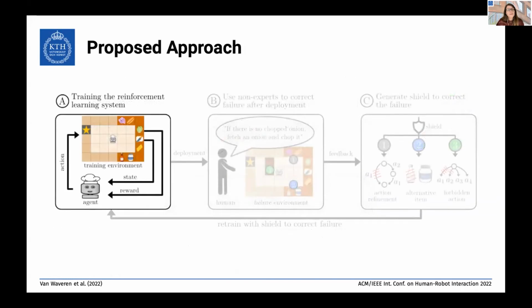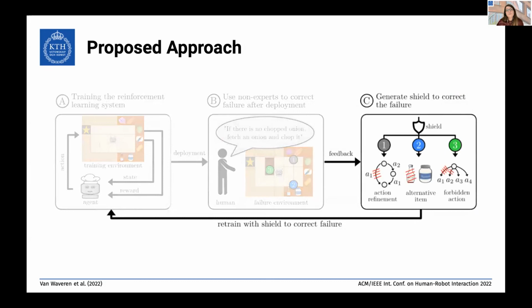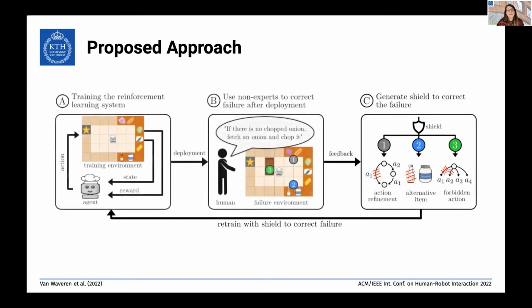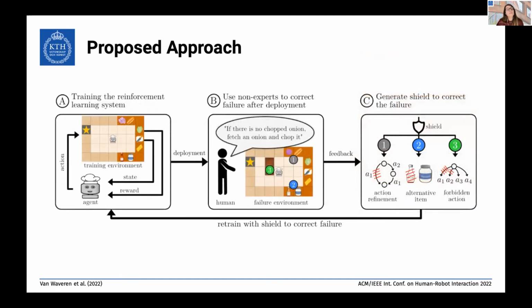The robot is trained as a reinforcement learning system and is deployed in a different environment. Upon failure, it queries a non-expert to ask for feedback, and that feedback is then used to generate a shield to correct the robot's policy. And we retrain the system with this shield. So this way, robots do not need to fully rely on experts to correct their failures, and we can formally verify the corrected behaviors.